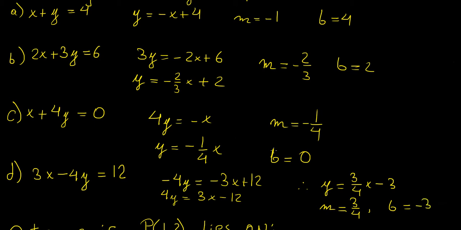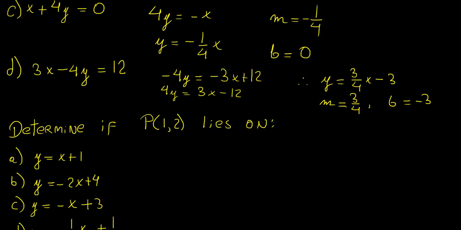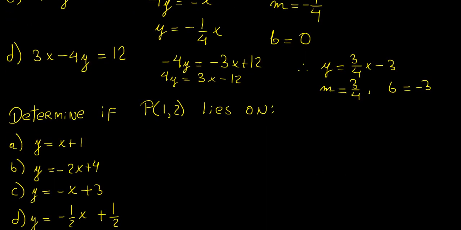Okay, so that's all done. The really useful thing about this is that simply by knowing the gradient and the y-intercept, we can figure out all the information we need about that straight line, so we can actually plot it straight away with just this information. Now in the next question, we're going to do something quite similar, but we're going to be determining if the following points, the sets of coordinates, lie on each of these straight lines. Let's start with the first one.